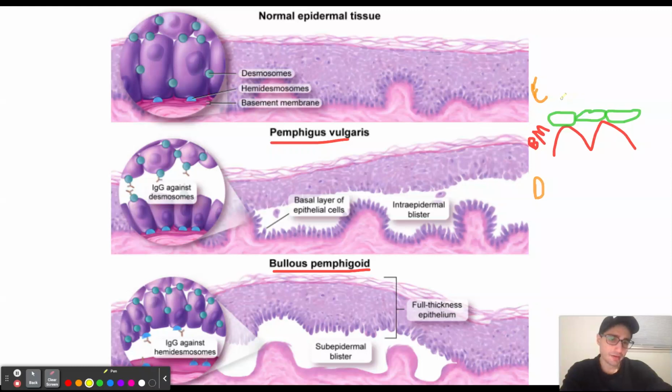Above the basal layer, we're going to have the spinal layer in yellow. And in this layer, the keratinocytes are going to be attached to one another through desmosomes. And that is very important to know. And finally, above the spinal layer, we're going to have the granular layer. And here I'm drawing the granular layer in blue.